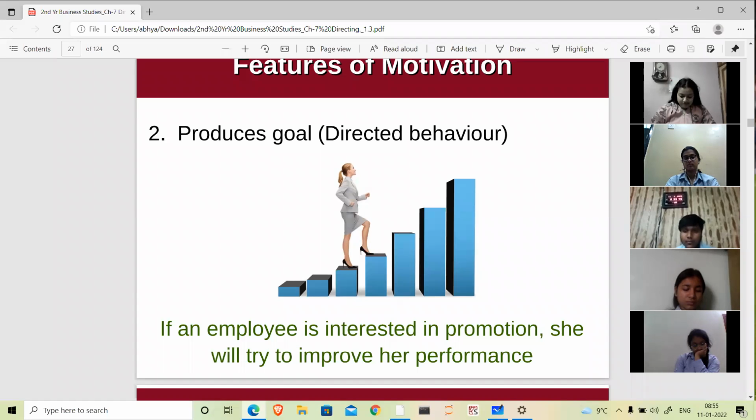So if an employee is interested in promotion, she or he will try to improve his or her performance. So what is the goal? To get the promotion. And if we want to get the promotion, we have to give our 100%. So it always produces goal-oriented behavior.